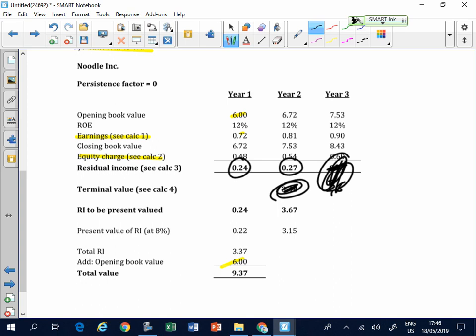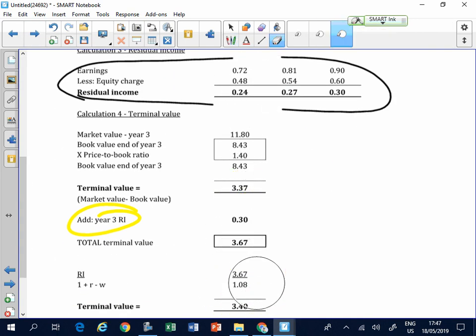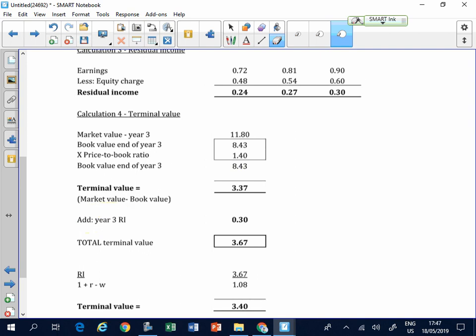In year 3 or year 2? In year 3, you use year 3 to get to the terminal value for year 2. So you determine the terminal value at 3.6. Why do you add that? Because you used the ending value in year 3, and it told you that you're going to exit at the price to book at the end of year 3. If they tell you to exit with this formula of 1 plus R minus W, and you've got a persistence factor in the residual income in year 3, then you're not going to add the year 3 RI. You're going to bring it back to year 2 and add the second year's RI.